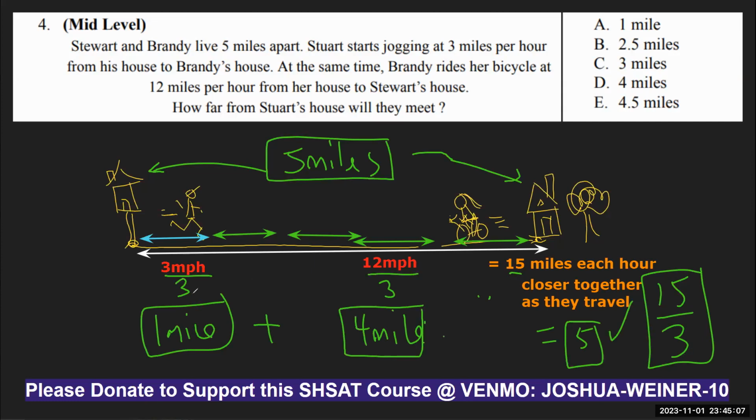So what's a third of an hour? 20 minutes. So Stuart would jog for 20 minutes, and she would bicycle for 20 minutes. He would cover 1 mile, and she would cover 4 miles in 20 minutes. And they would meet here on the road at this car here, 1 mile from Stuart's house. Correct answer was A.